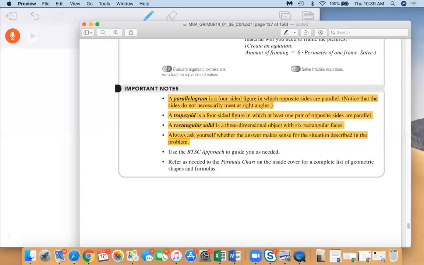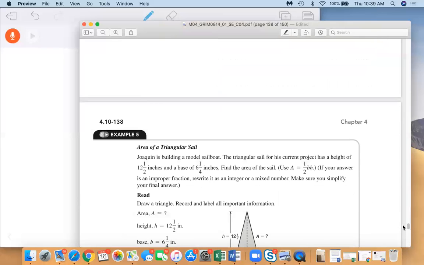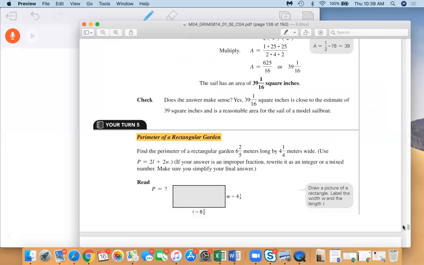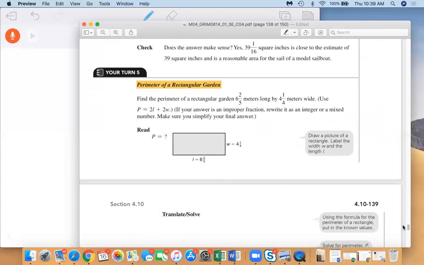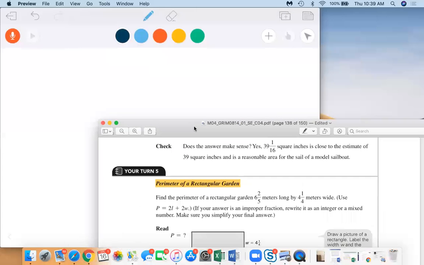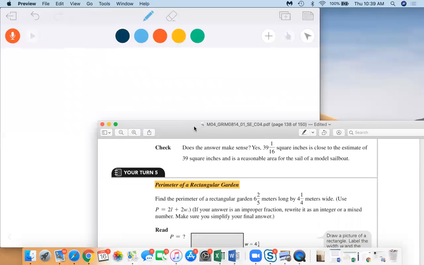All right, so let's go down to an example. So we're on page 138 and we have your turn 5. So here we're given the dimensions of a rectangular garden. This is kind of similar to what I was just talking about. So find the perimeter of a rectangular garden where it's 6 2/5 meters long. So let's go ahead and draw our little rectangle. So we have 6 2/5 meters long and 4 1/4 meters wide.